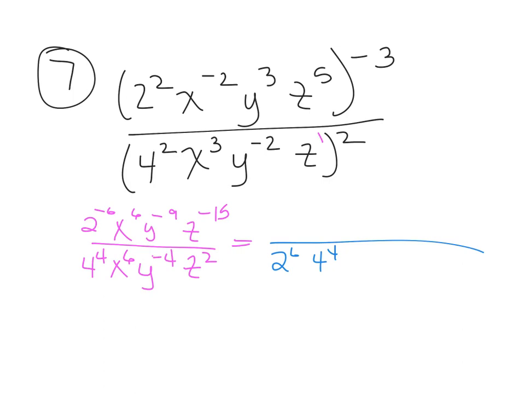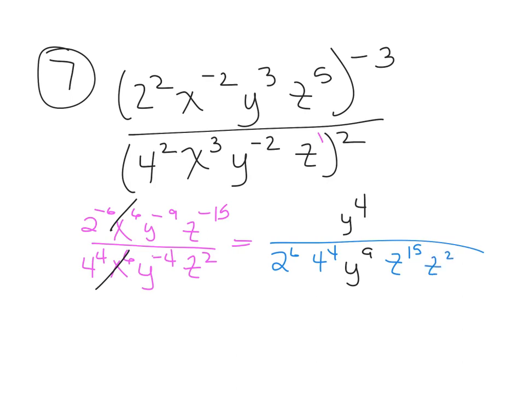All right, so look at the x's. And you could even do this now if you wanted. I've got x to the 6 on top, x to the 6 on the bottom. I don't have to move either one of those, but I also recognize, boom, they're gone. Y to the negative 9th is going to go to the bottom. Y to the negative 4th is going to go to the top. Z to the negative 15th is going to go to the bottom. And z squared's on the bottom, so it's going to stay on the bottom.